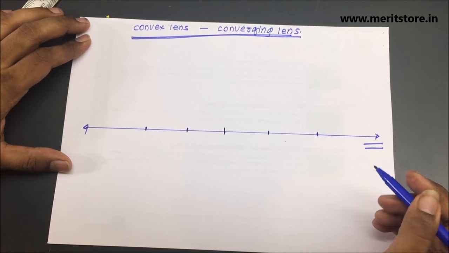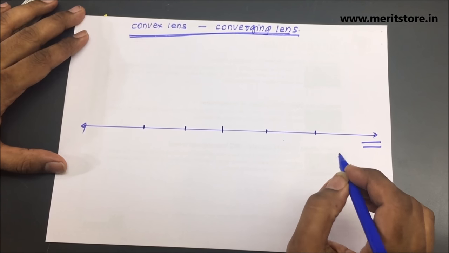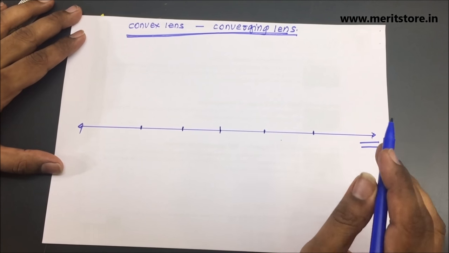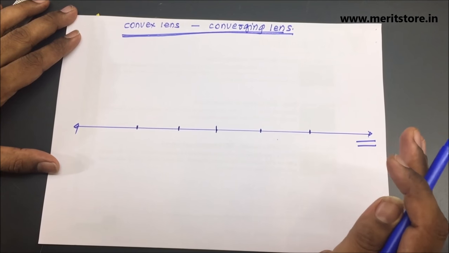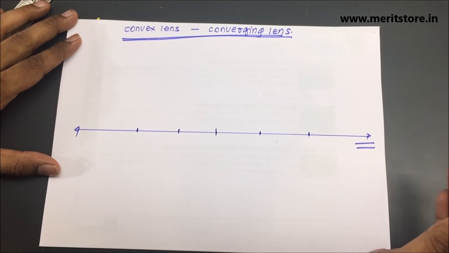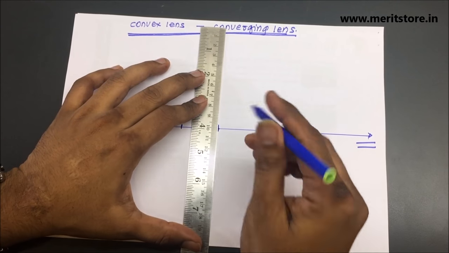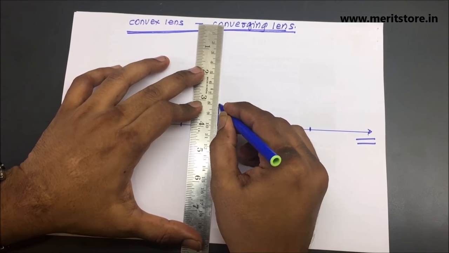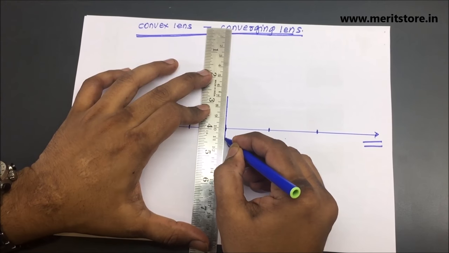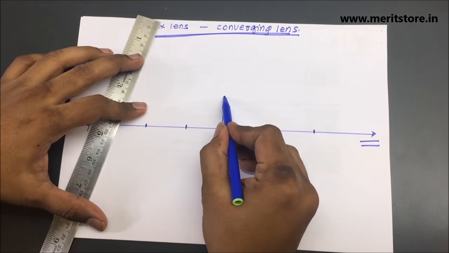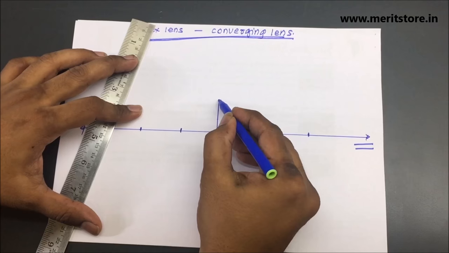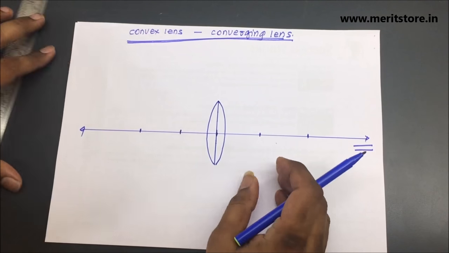Cool. You can pause the video whenever you want to if I'm not coming up to your speed. This is a video, so you can just go as per your learning time, style, etc. Now, this is your optical center. Now, from here, you will take 3 centimeters up. 1, 2, 3 centimeters up and take 3 centimeters down. 1, 2, 3. Great. Now, make the lens. This is your lens.